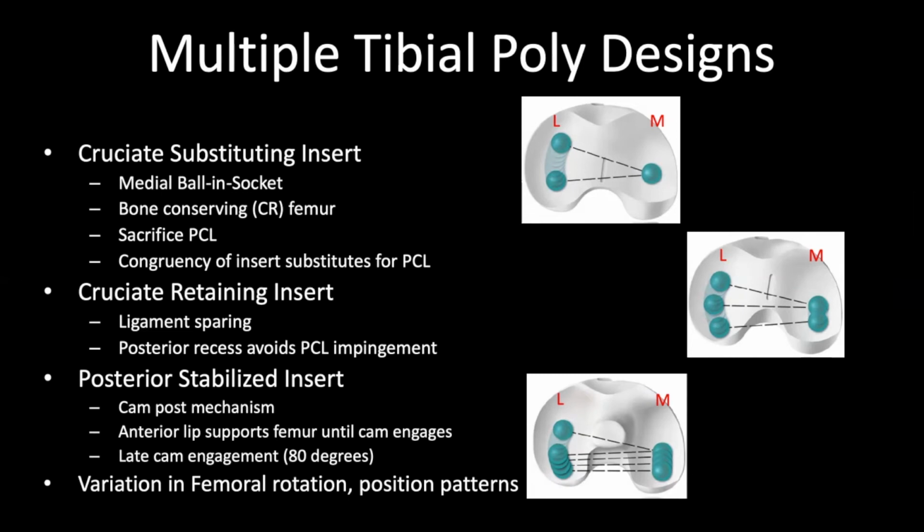The third design shows the posterior stabilized insert, which has a cam post mechanism and an anterior lip that supports the femur until the cam engages. This design has a late cam engagement compared to traditional total knee arthroplasty, and it does not engage until 80 degrees of flexion. And so as you can see between these designs, there's variation in the femoral rotation and the positional patterns based on range of motion.